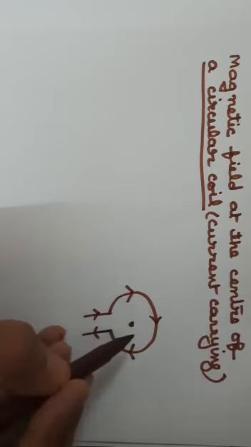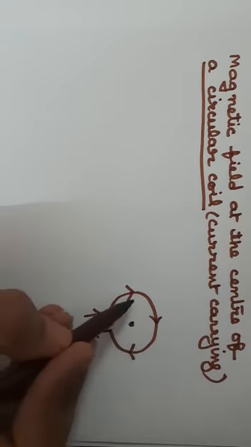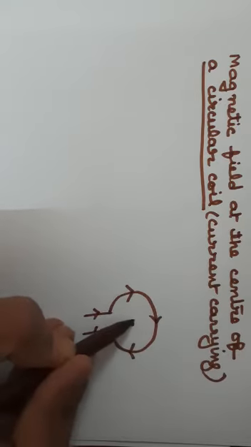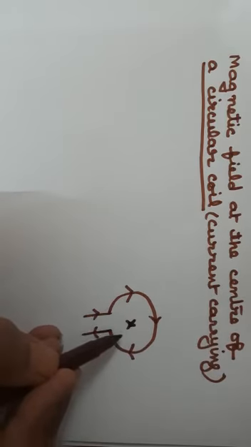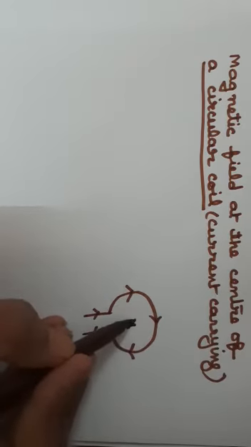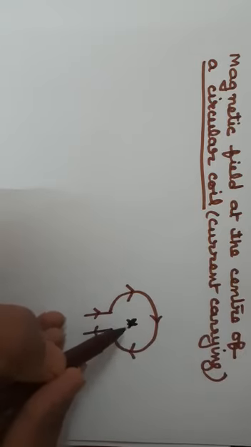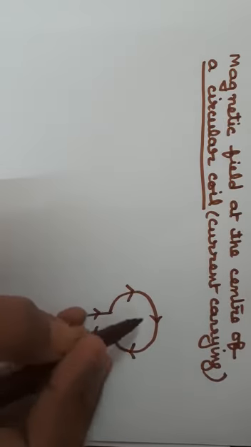Now at the center of the circular coil, due to this current carrying coil, the direction of the magnetic field will be inward. Okay, you can use the right hand thumb rule or clock rule also. I will explain it later. Okay, so that is the direction of the magnetic field at this point.